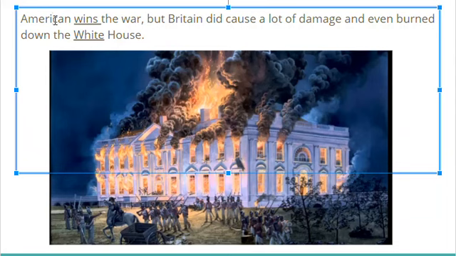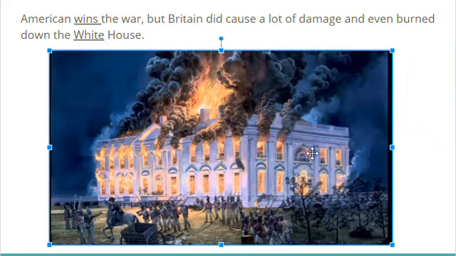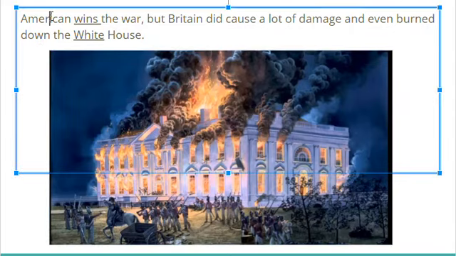America wins the war, but Britain did cause a lot of damage and even burned down the White House. So this is a picture of the White House. The British forces got there and they burned it down. But the Americans, they did win.